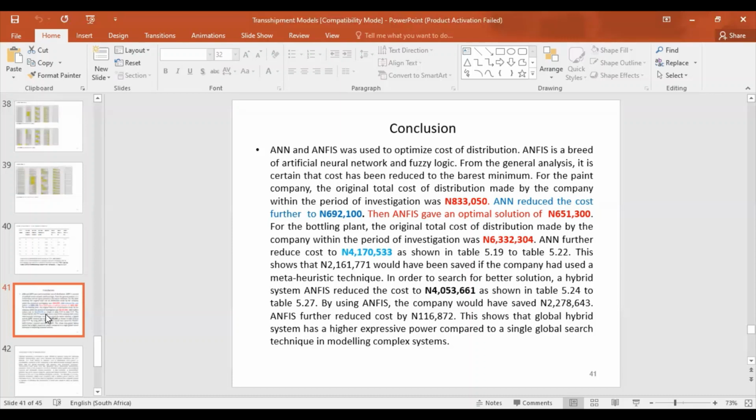So it is suggested that companies can shift away from the traditional approach to using a higher algorithm based on the adaptive neuro-fuzzy inference system. It shows that the hybrid algorithm is far superior to the single algorithm. So researchers can start looking at how to use the adaptive neuro-fuzzy inference system for problem solving, especially when it has to do with supplier selection and also cost optimization.